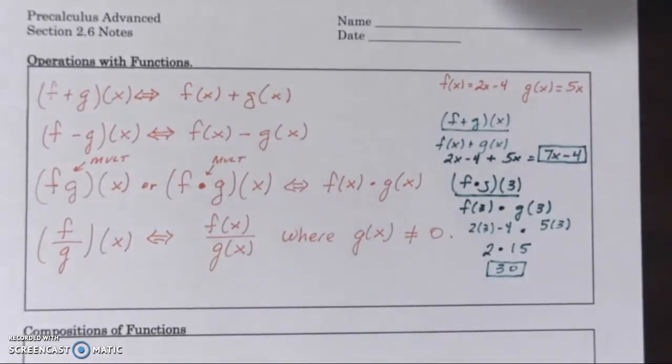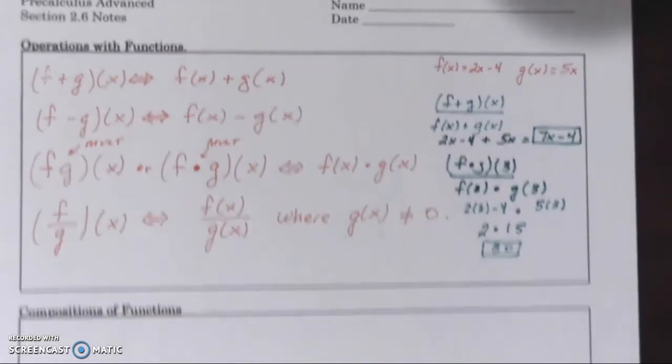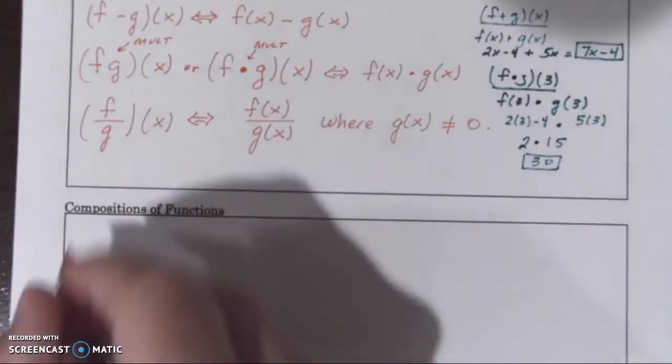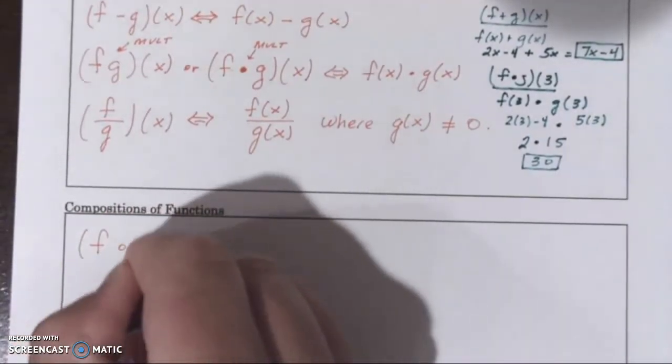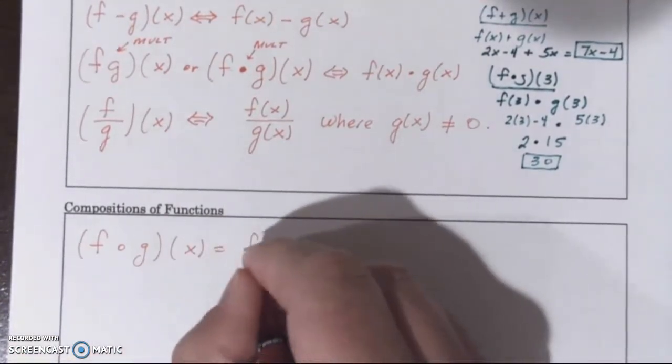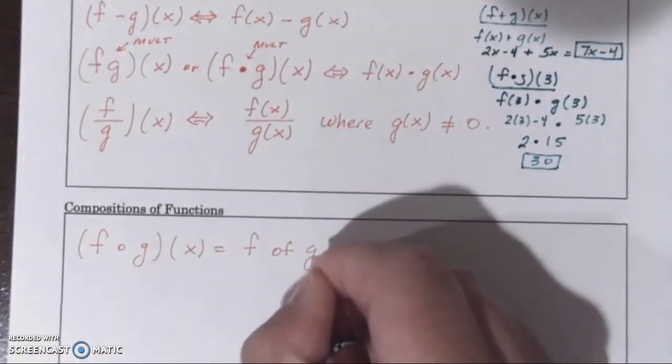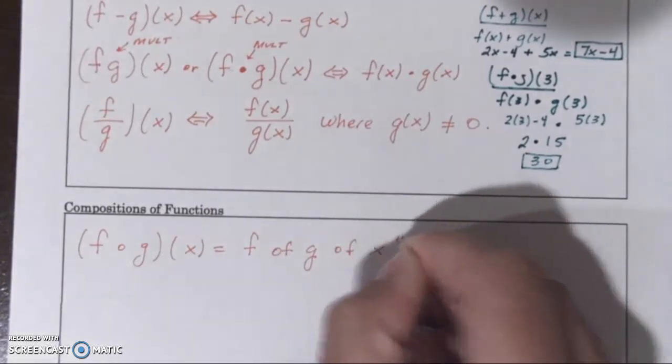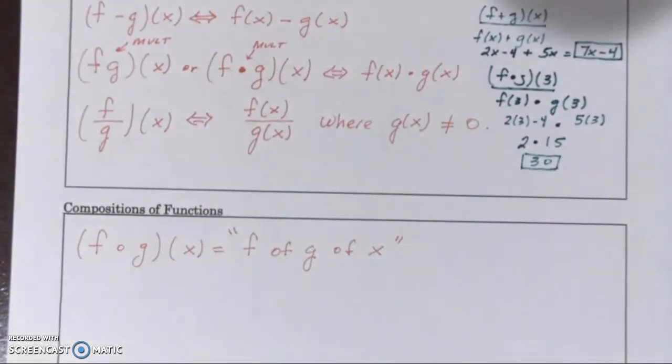Alright, going pretty quick through this initial part of our section 2.6 notes because it's fairly simple. Okay, composite functions. The notation is just a little bit different. With an open circle, this reads f of g of x. That's how you would say that.